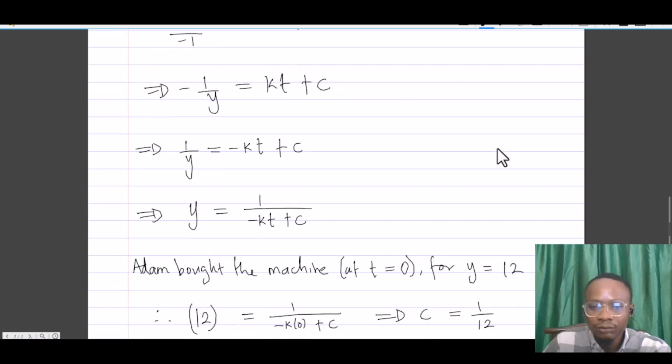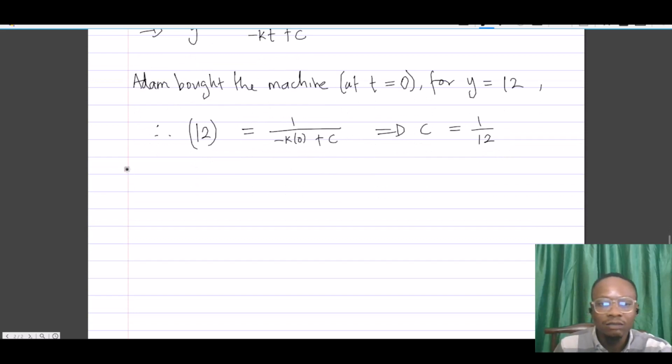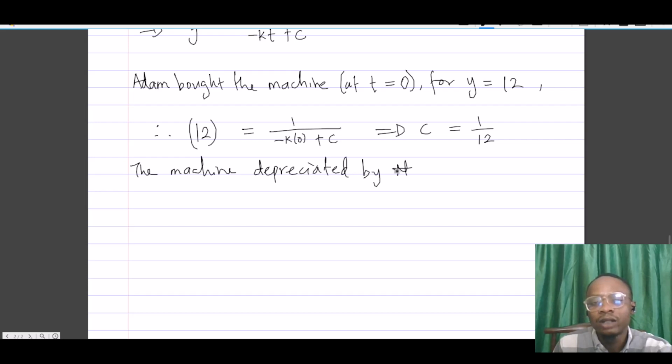So given that the machine depreciated by 4 naira, okay, meaning that y will now be equal to 12 minus 4, which is equal to 8 in 2 years. So our t is in years. So you see, all of the time variables in the question are quoted in years. So we'll just work with that directly.